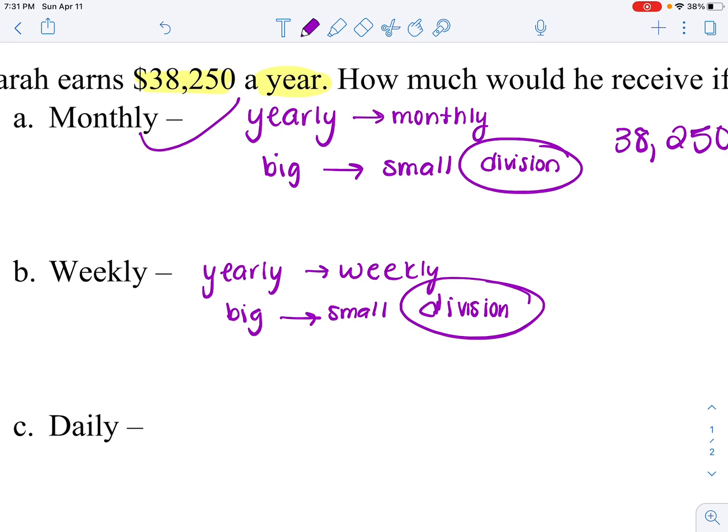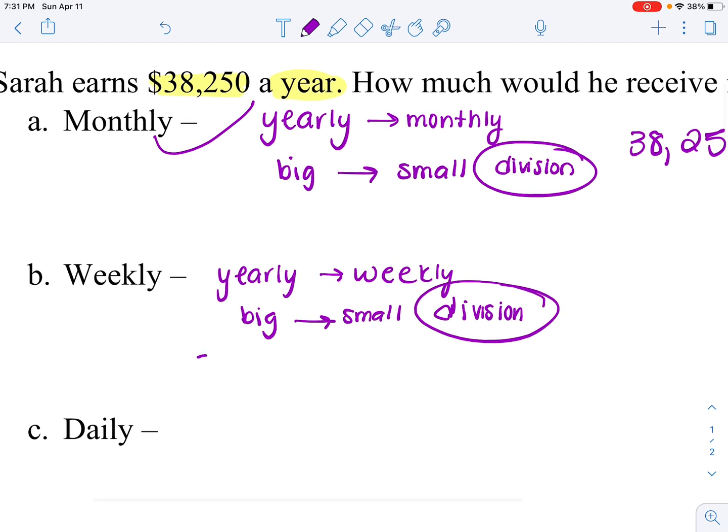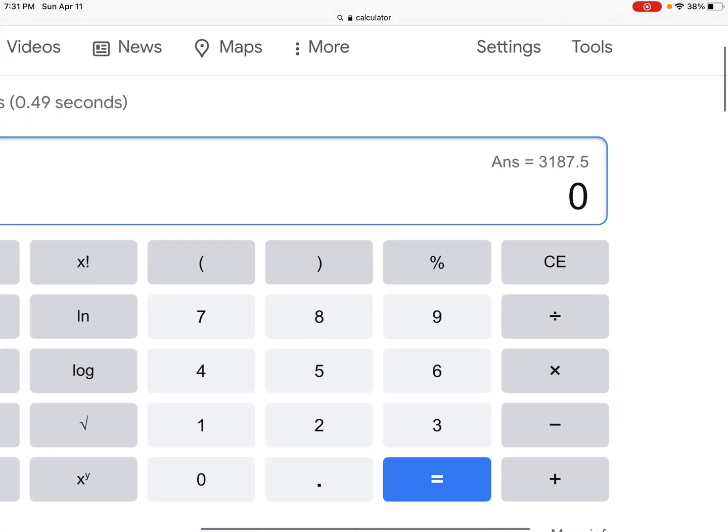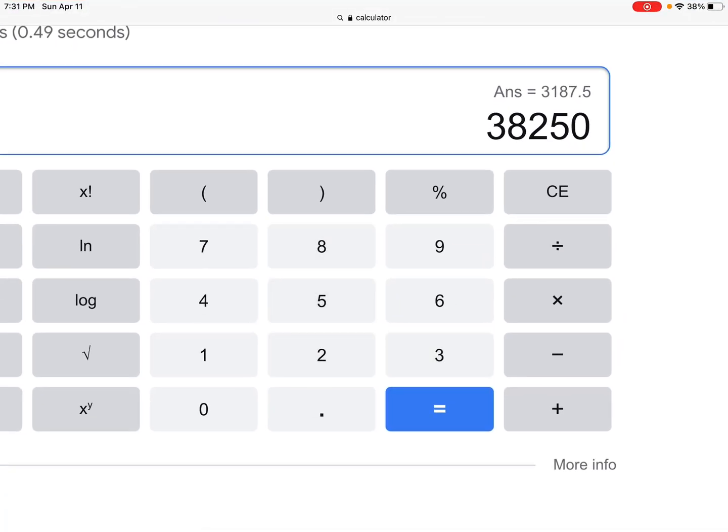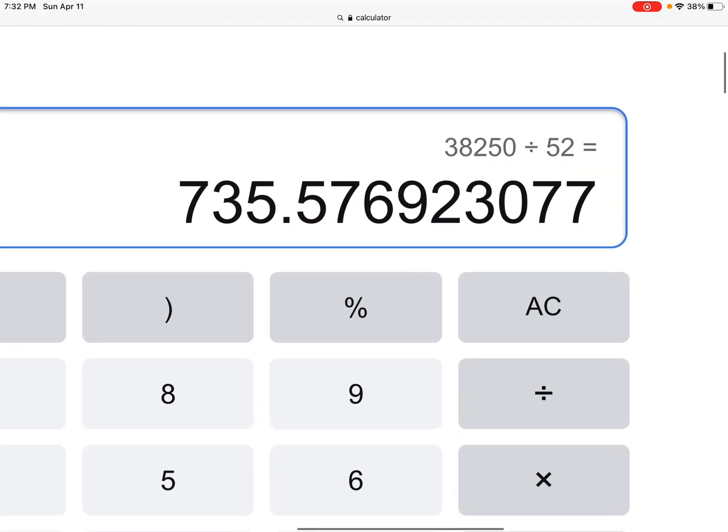Well, we know that in 1 year, Sarah makes 38,250, and we know we're using division. So we're not going to divide by 12 because that's how much she would make a month. This time we're thinking about weeks. So we need to find what is that key number that we use that connects weeks and years. So how many weeks are there in a year? And we know that that is 52. So once again, we're going to go to our calculator and we're going to do this math. 38,250 divided by 52. And our answer, we get a really long number.